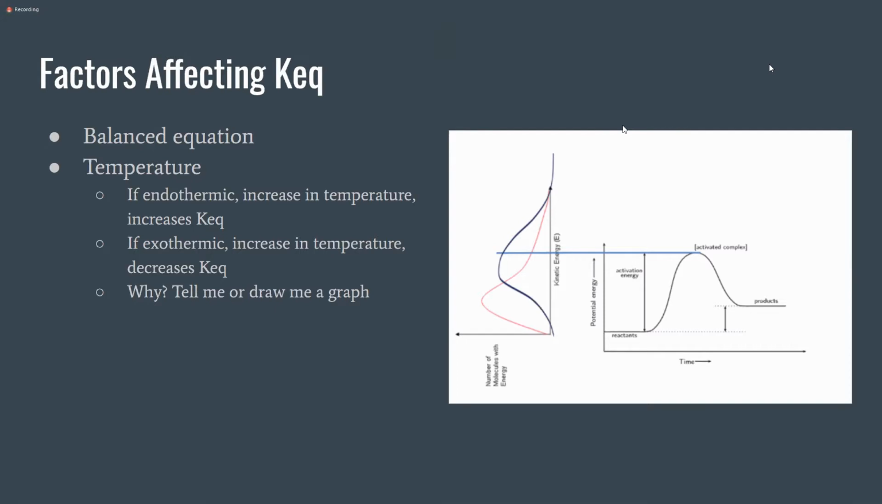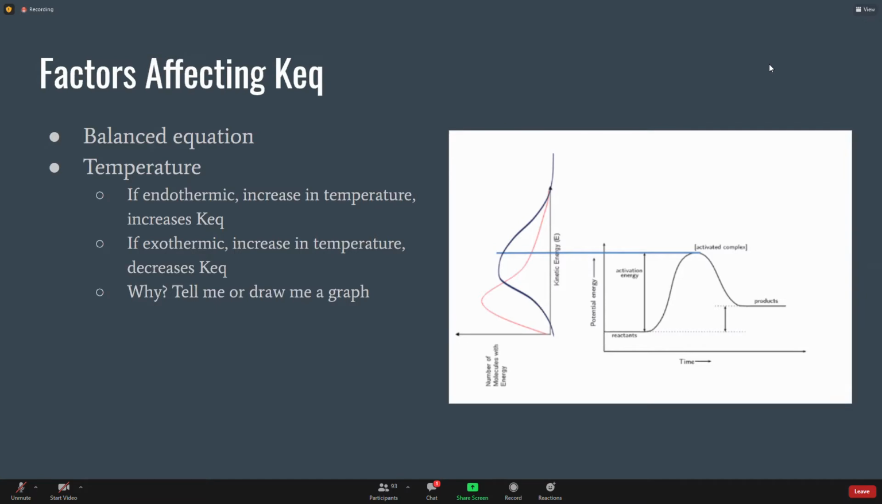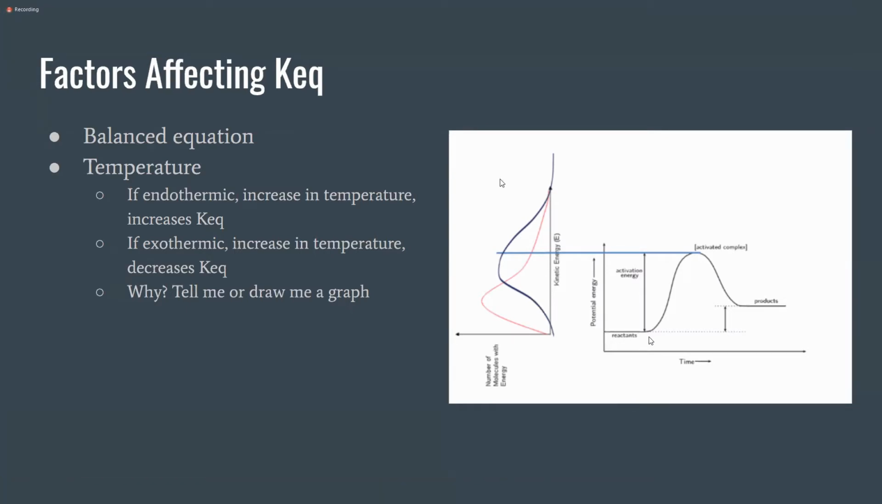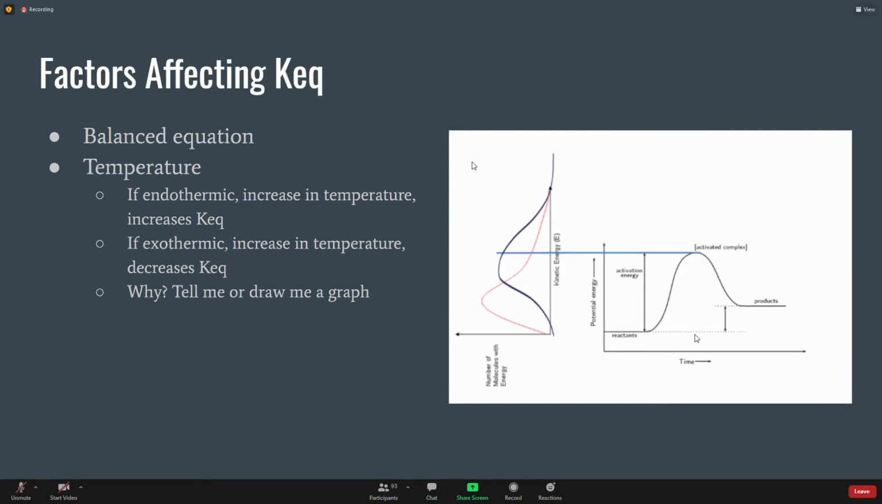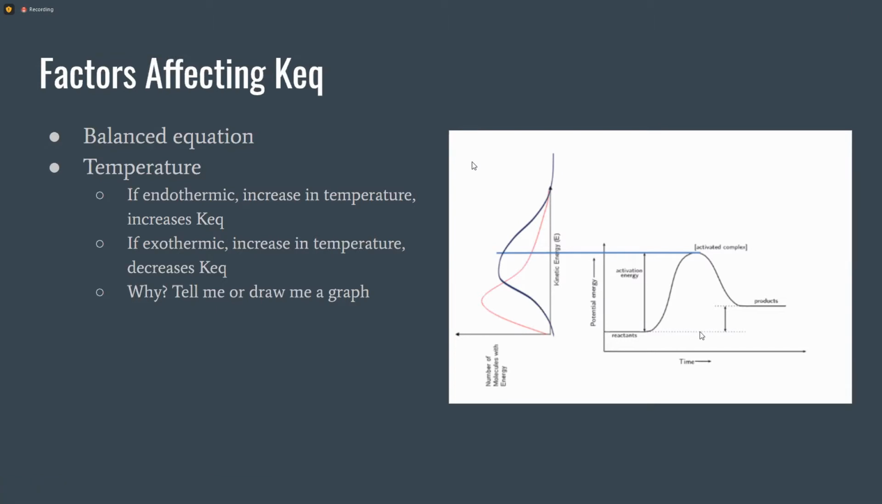So you can try to understand why one rate is going to be more affected by a change in temperature than the other. You can look at this graph, the one on the right, which is showing you a reaction where the reactants are lower in energy than the products. So you have your endothermic reaction.